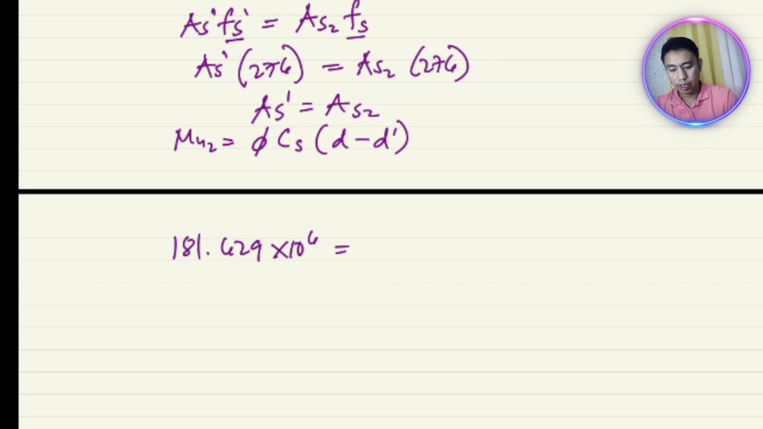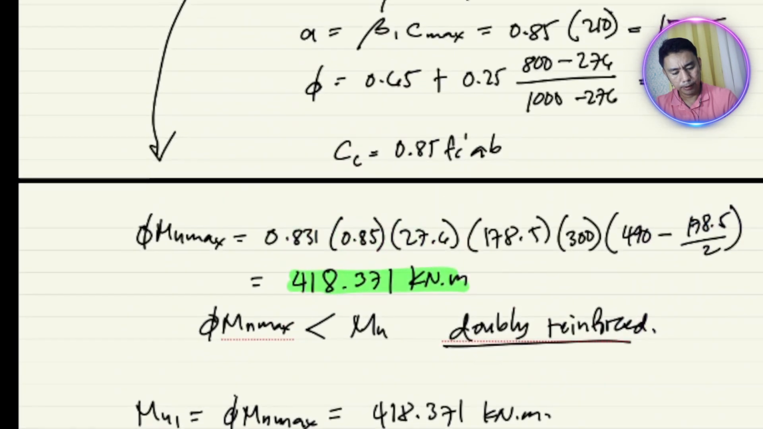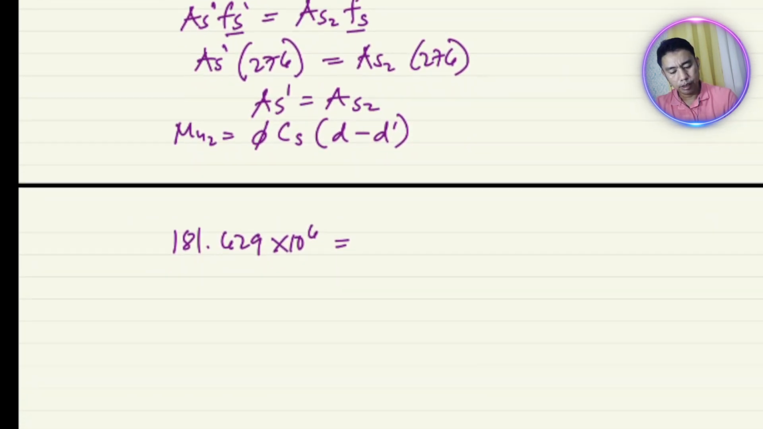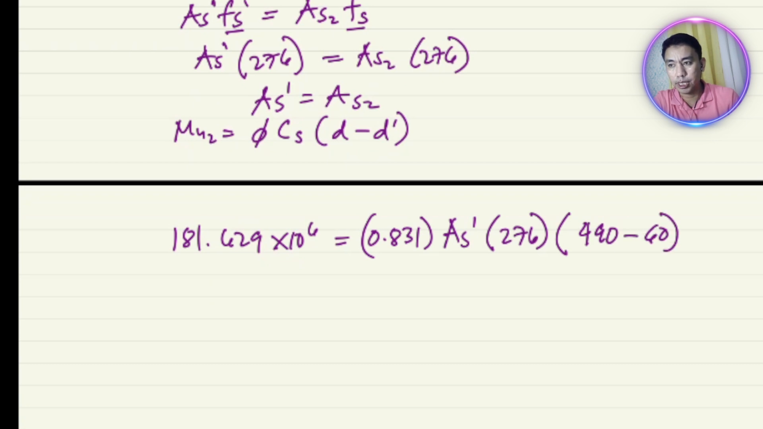Equals to phi. Ano yung phi natin? Phi is ito, 0.831 times compression ng steel. Yes, compression ng steel is AsFy. So, ito na yung hinahanap natin: As prime times 276 Fy times d, 490 minus 60.